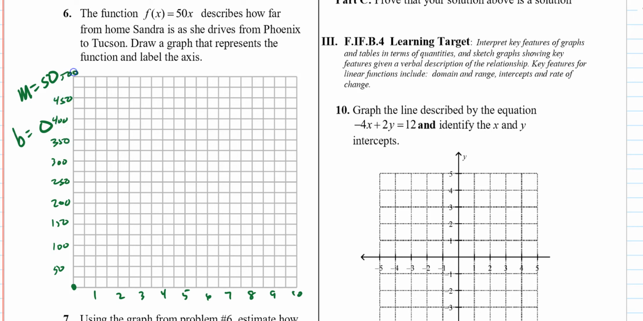So she starts at 0. In 1 hour, she's 50 miles. 2 hours, she's 100. 3 hours, she's 150. And it is a continuous graph. So it's going to look like that. Well, our scale could be different, obviously, but we just need to make sure that our slope is 50 over 1.